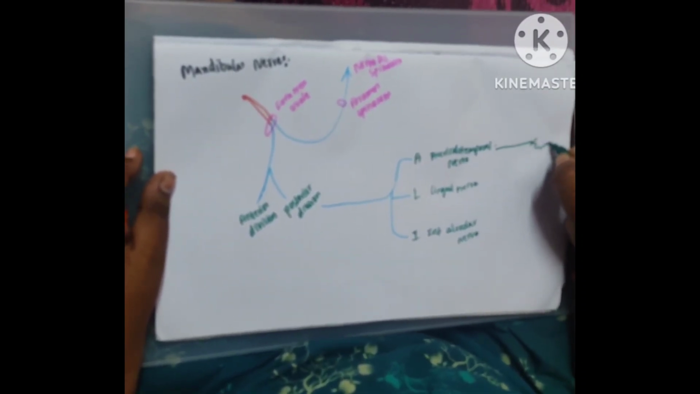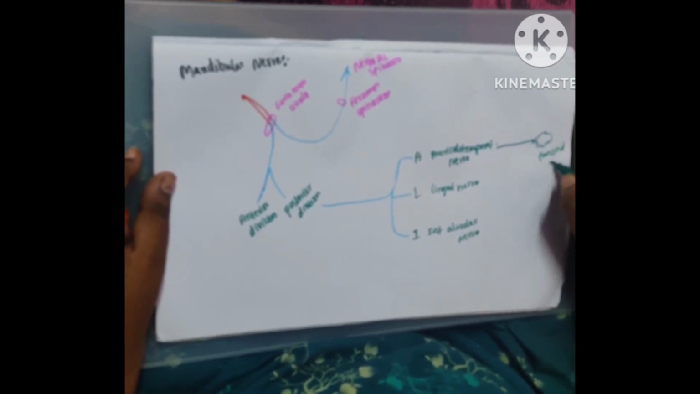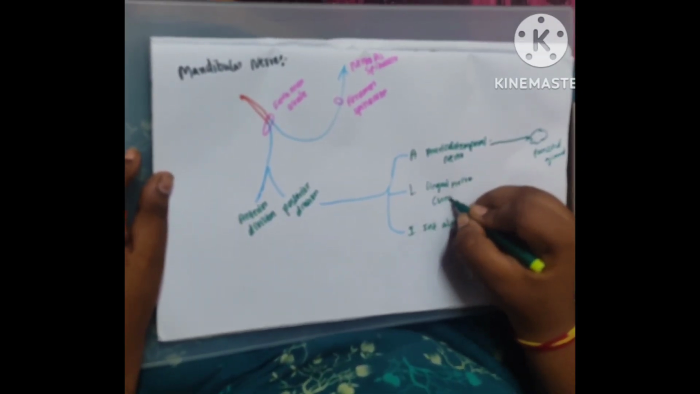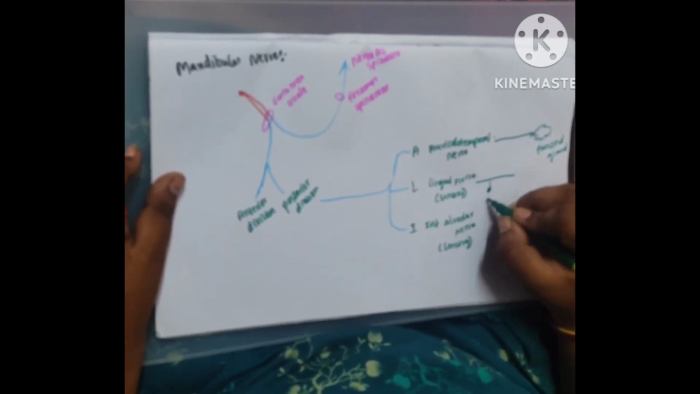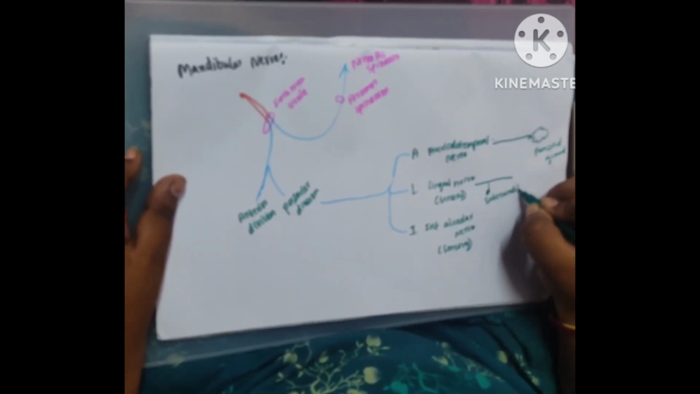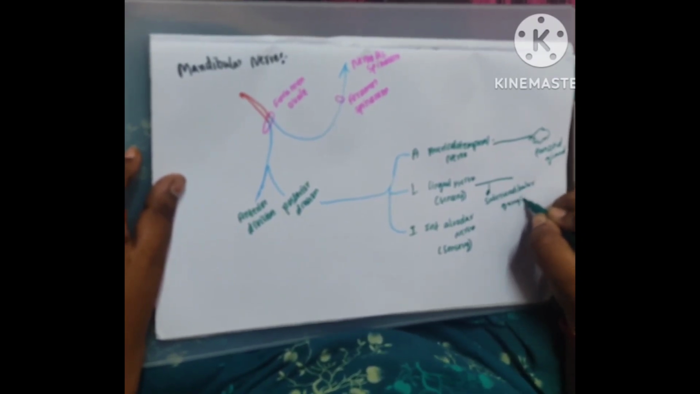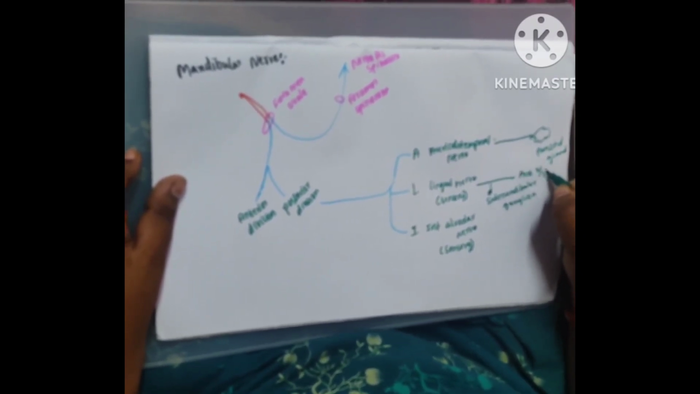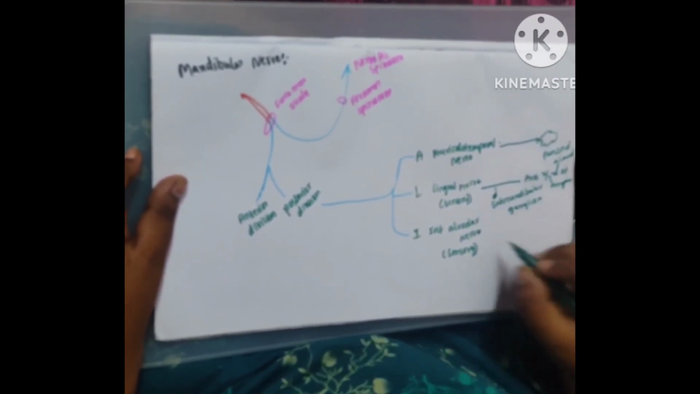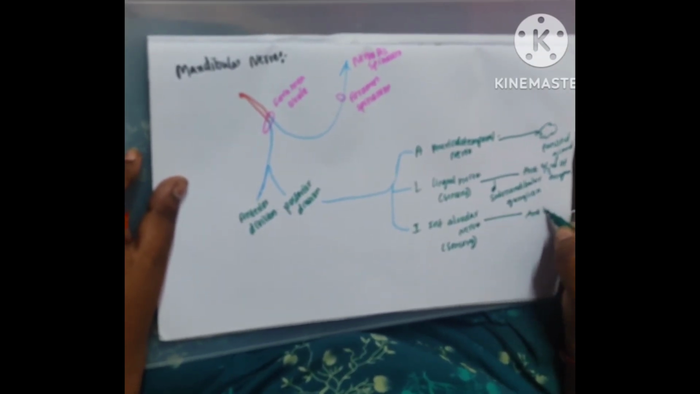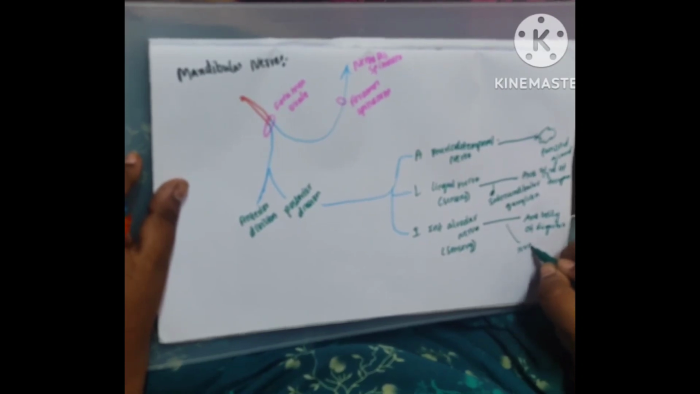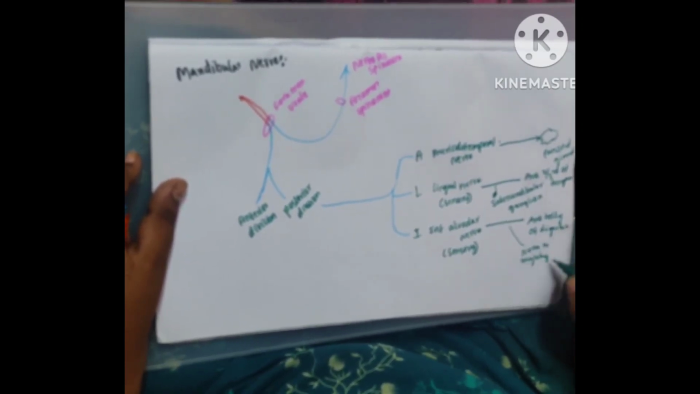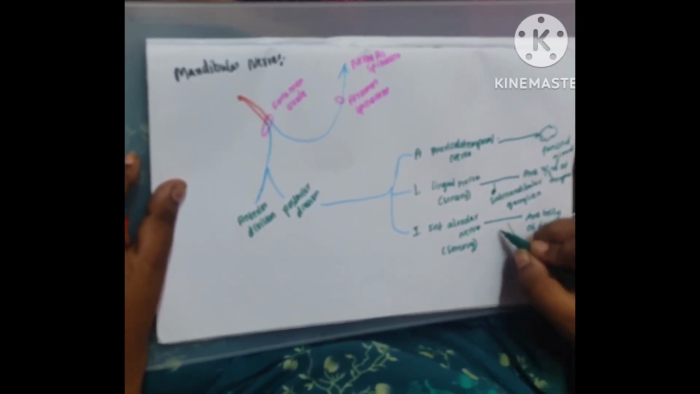Auriculotemporal nerve supplies the parotid gland. Lingual nerve is sensory and inferior alveolar nerve is also sensory. Lingual nerve passes through the submandibular ganglion and supplies the anterior 2/3 of the tongue. Inferior alveolar nerve supplies the underbelly of digastric, nerve to mylohyoid muscle and the ramus of the mandible.